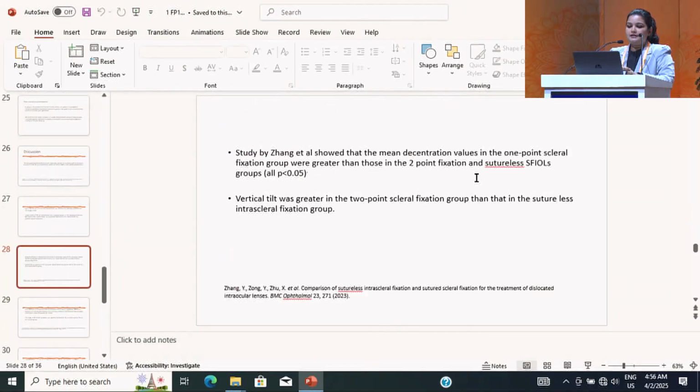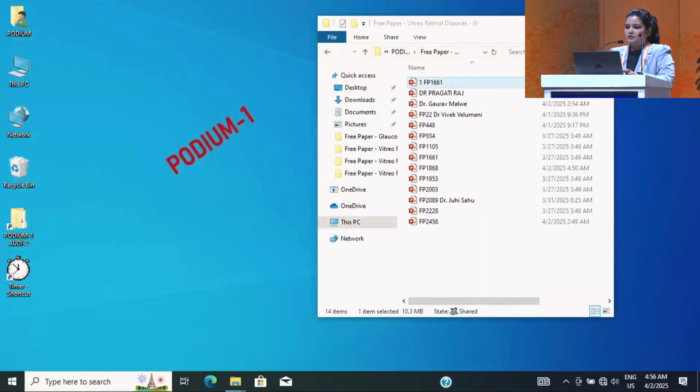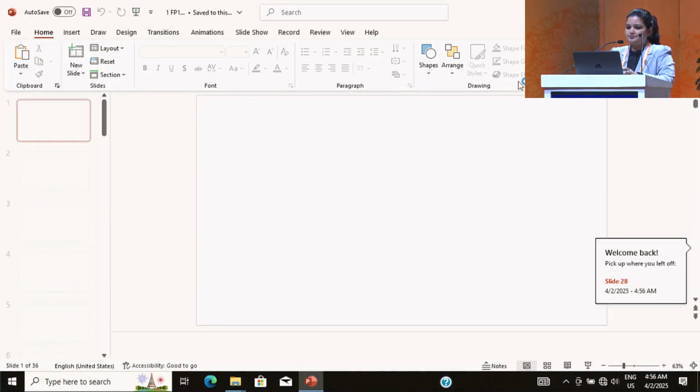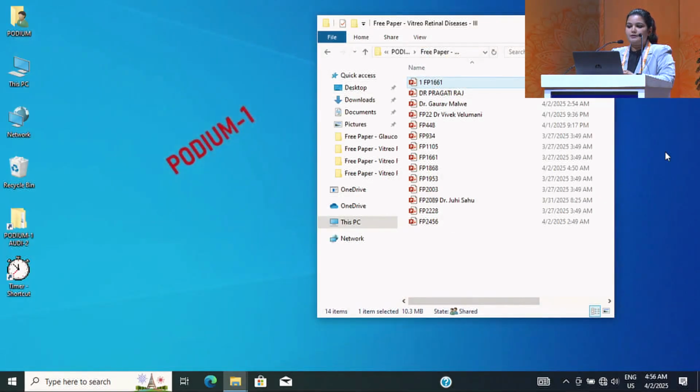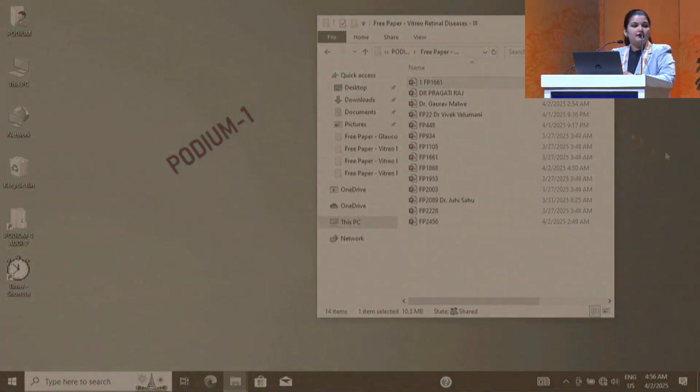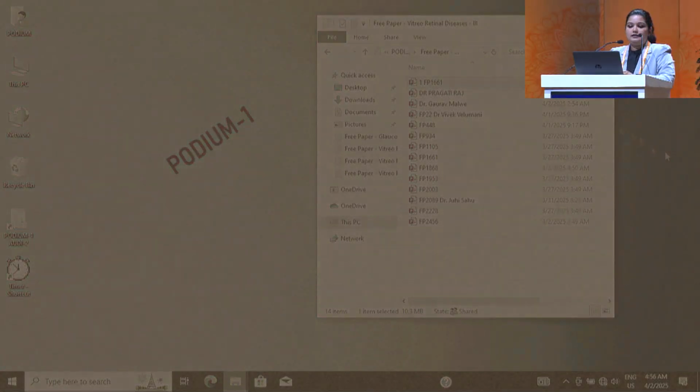A study conducted by Zhang et al. and Sul also showed that the decentration and tilt were higher in the sutured group compared to the non-sutured group, but they conducted it for the Yamane. Now, the study conducted by Nivian also showed the long-term effectivity of CMT flex IOL.